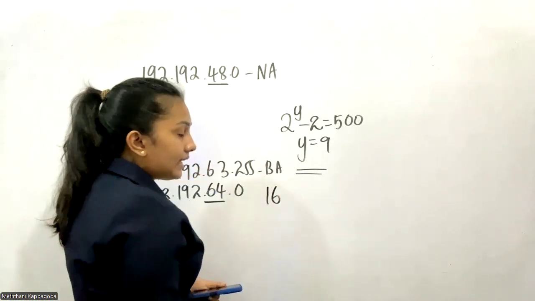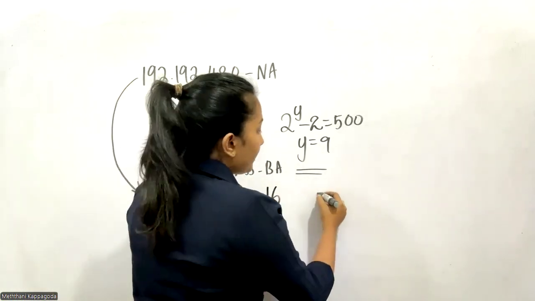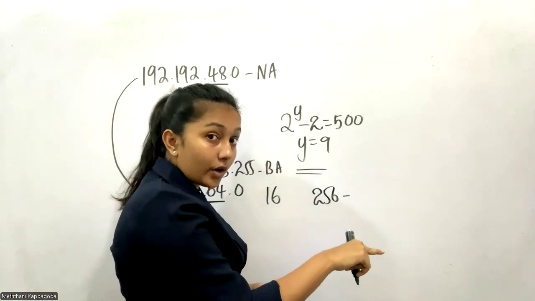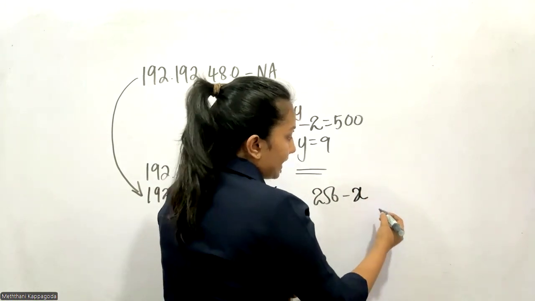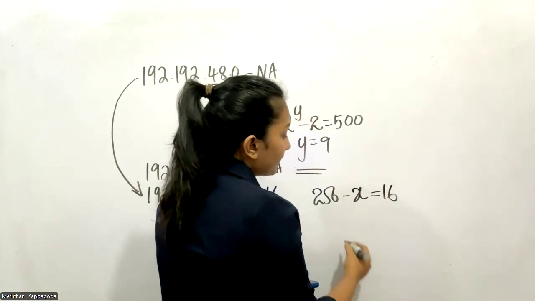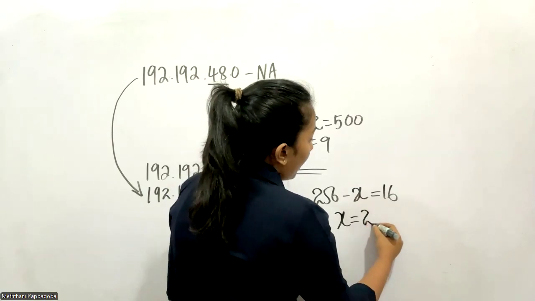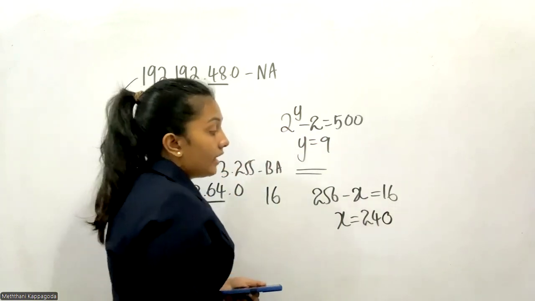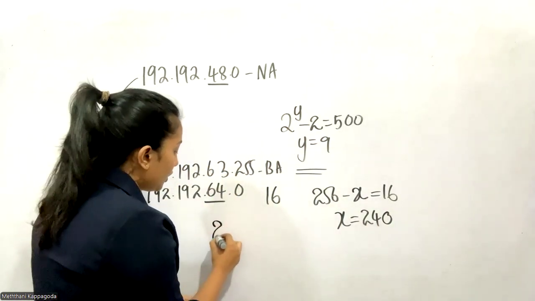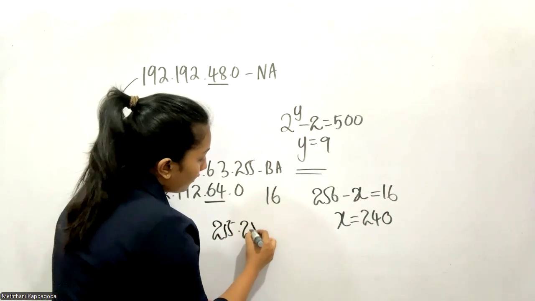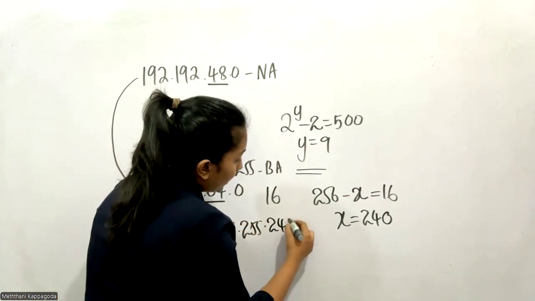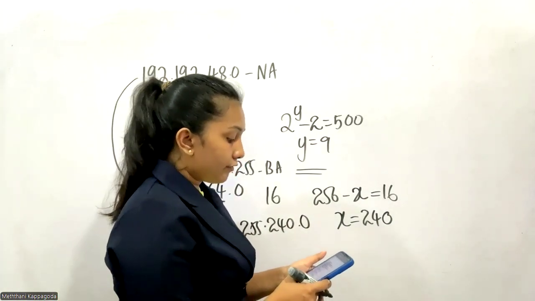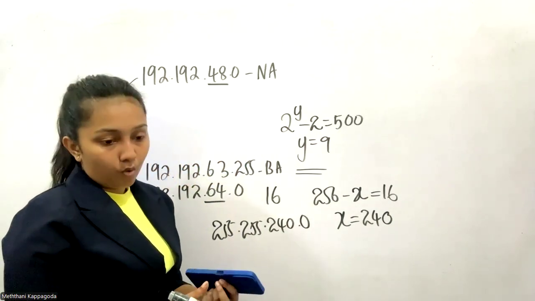16. It means what? When you calculate the block size, 256 minus the changing octet in the subnet mask, I will take it as x to be equal to 16. Then the value of x to be equal to 240. Yes, 240. Therefore, your subnet mask should be 255.255.240.0. This should be your answer for question number 15, answer number 4.